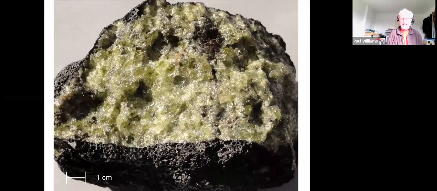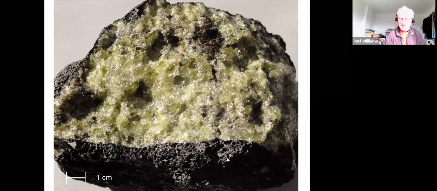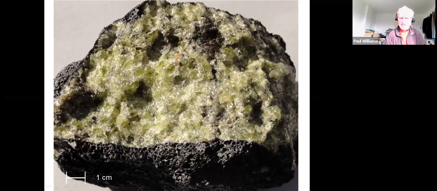And there, that's a bit of a mantle xenolith. You can see the scale on the bottom there. That's 1 centimeter. Some frothy lava. This is basaltic composition lava, but this is all olivine, and this is from the Canaries. So that's a mantle xenolith.